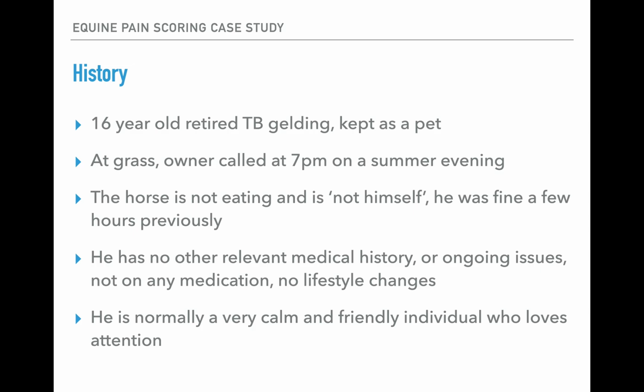He's kept as a pet, and his owner, who's an experienced horse owner, called one evening to say that the horse was out at grass and they'd noticed in the last couple of hours he'd stopped eating and he's not himself. He had been fine earlier in the day when they checked on him previously. He's no other relevant medical history or ongoing issues. He's not on any other medication at the moment, and nothing has changed in his lifestyle in the last few weeks. He's out at grass full time. He's normally a very calm and friendly individual who loves human attention.